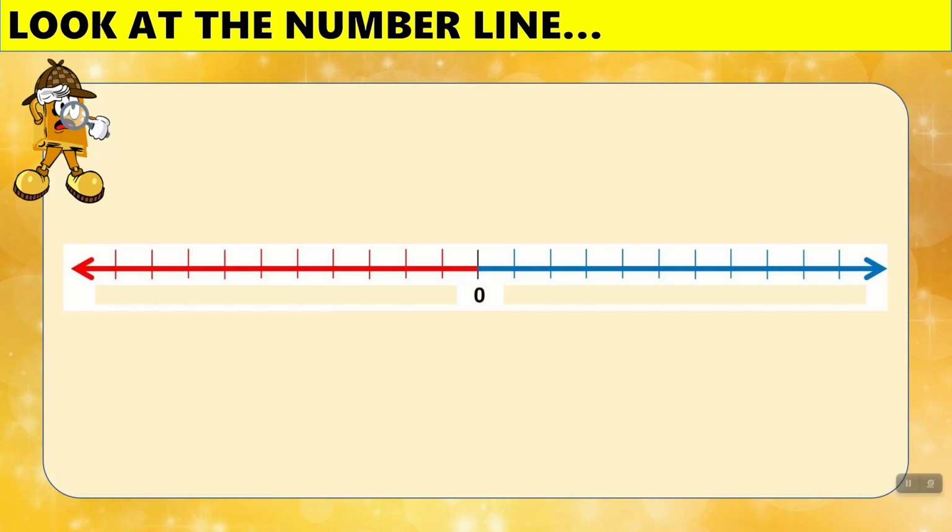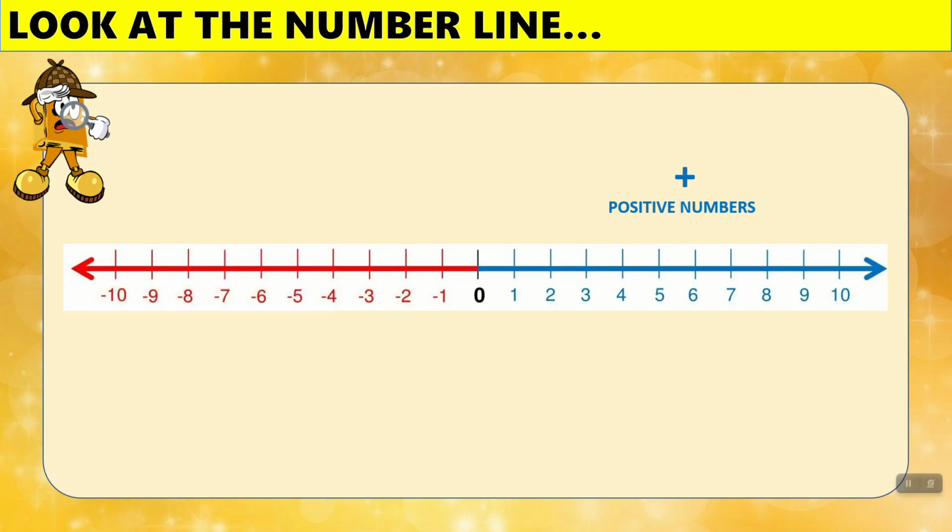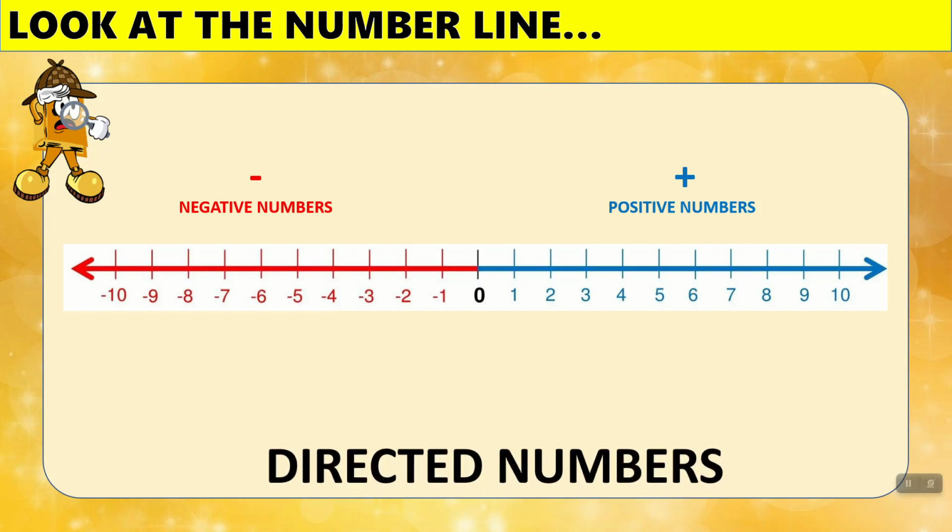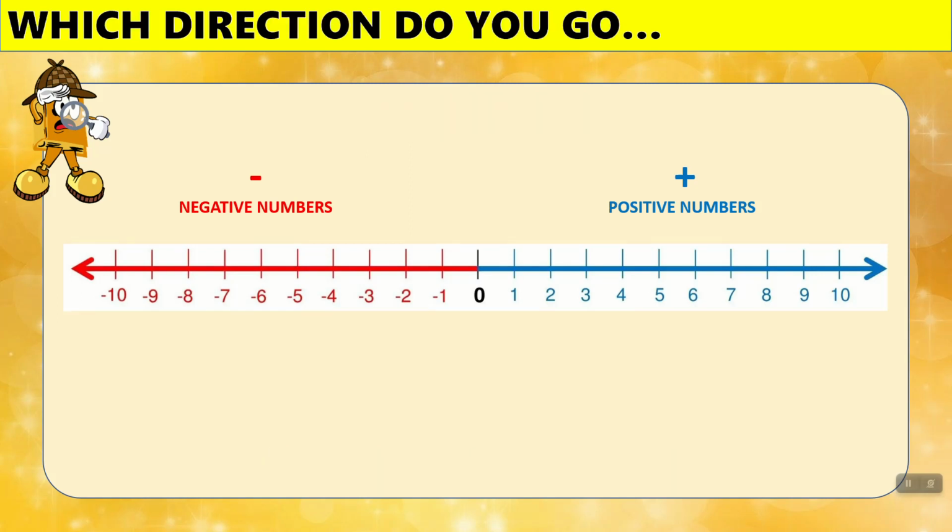Here's the 0. You're familiar with the number line right in the middle. And on this side, these numbers are positive numbers. And we normally see them with a plus sign in front. And on the left, these numbers with a negative sign in front, they are negative numbers, often written with a little minus sign to the left of them. We call all of these directed numbers because they tell us what direction the number is located in.